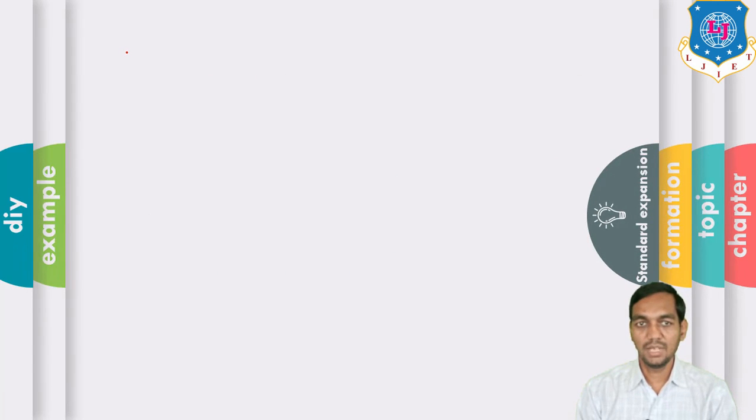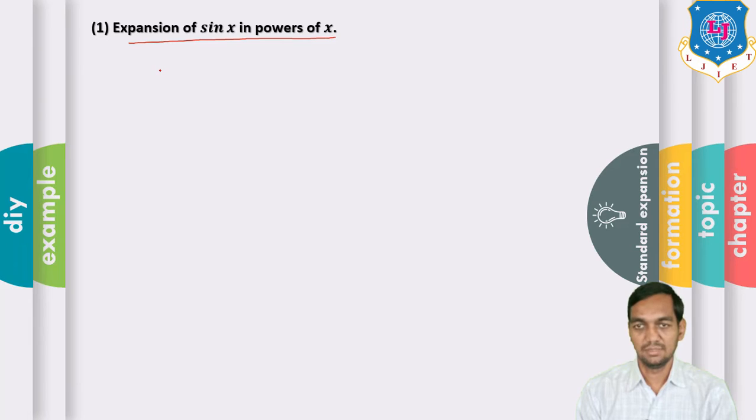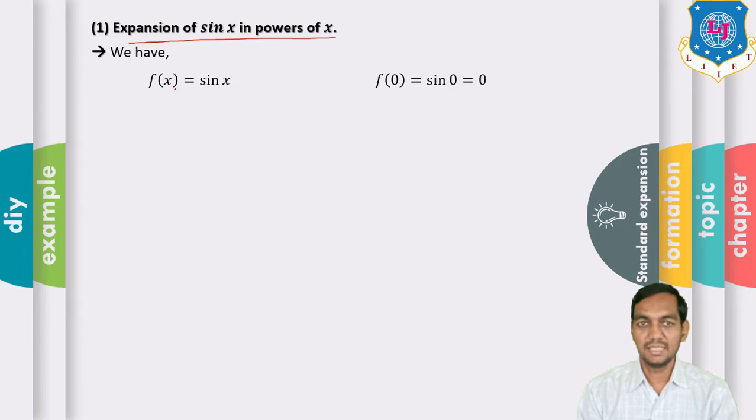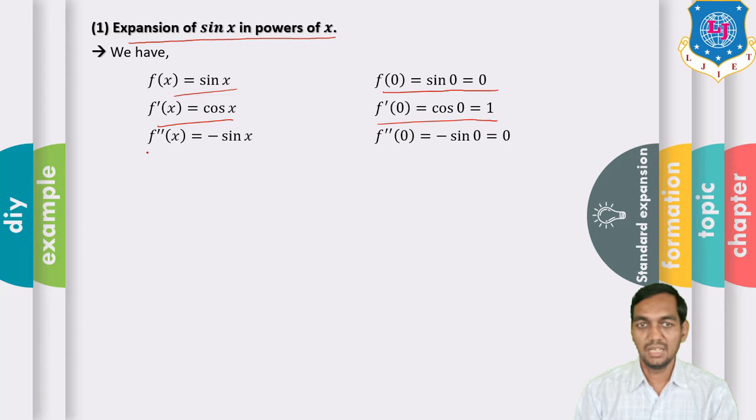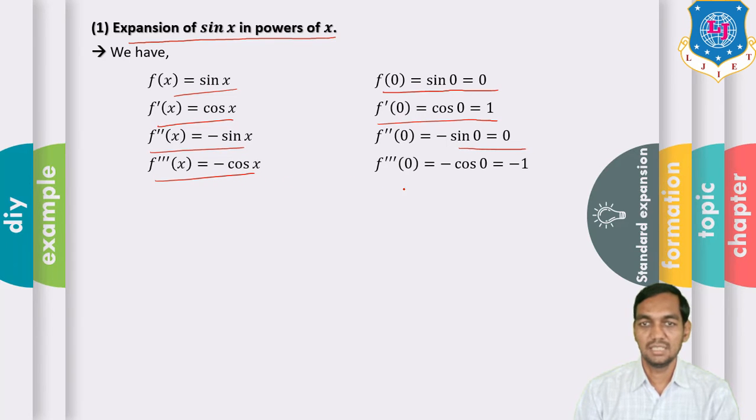Now we are going on to some standard expansions. First of all, the expansion of sin x in powers of x. That means the Maclaurin series of sin x. So we have f(x) = sin x. So f(0) is sin 0 and sin 0 has a value 0. f'(x) is cos x and cos 0 has a value 1. In the same manner, f''(x) is minus sin x and minus sin 0 will be 0. f'''(x) is minus cos x and it has a value minus 1 at 0.